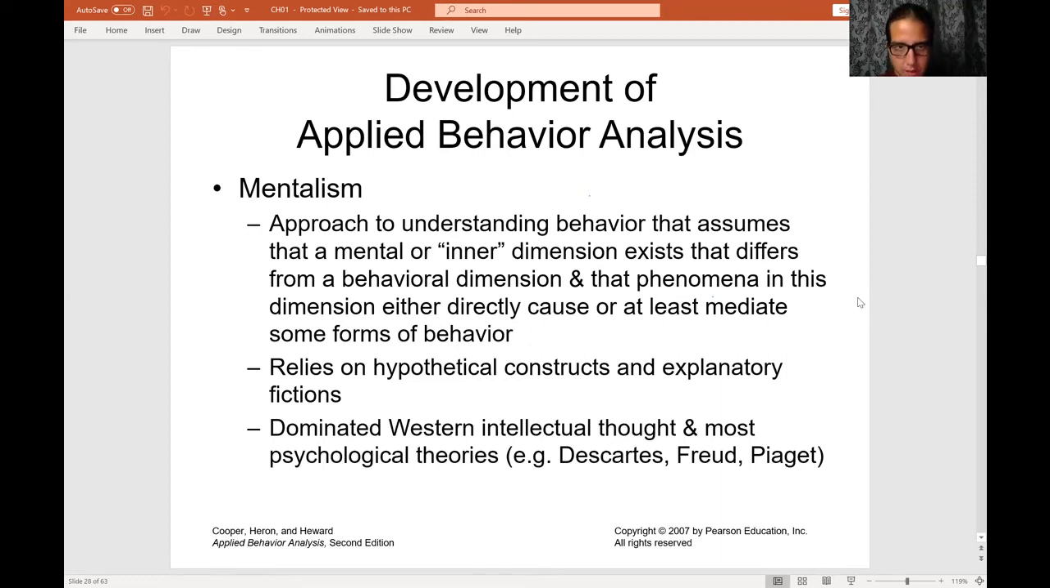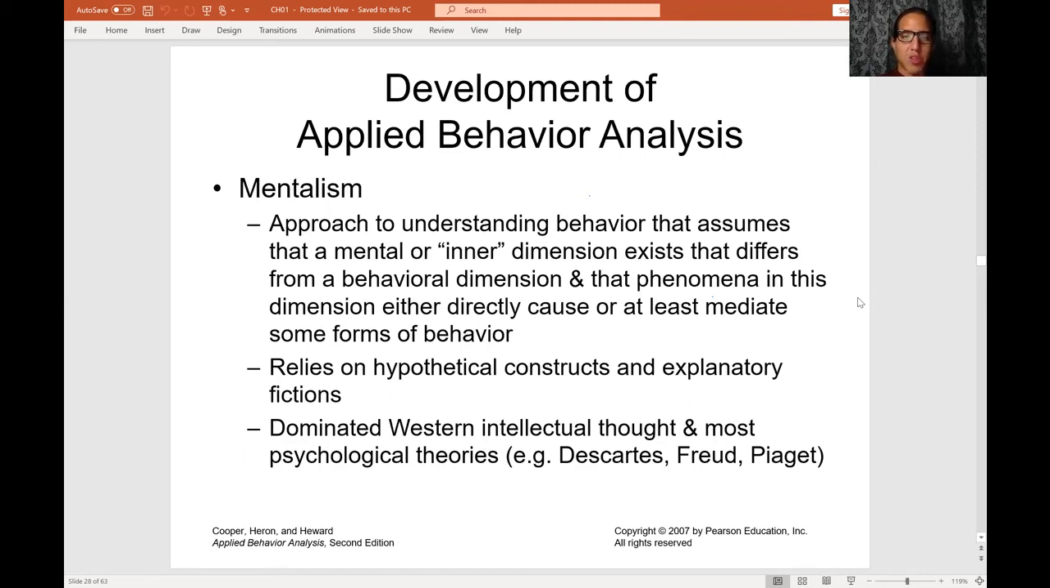Mentalism. Okay, so mentalism is an approach to understanding behavior that assumes that a mental or inner dimension exists that differs from a behavioral dimension, and that phenomena in this dimension either directly cause or at least mediate some forms of behavior. It relies on hypothetical constructs and explanatory fictions, and dominated Western intellectual thought and most psychology theories. Descartes, Freud, Piaget. So this is a way to try to explain behavior, right?